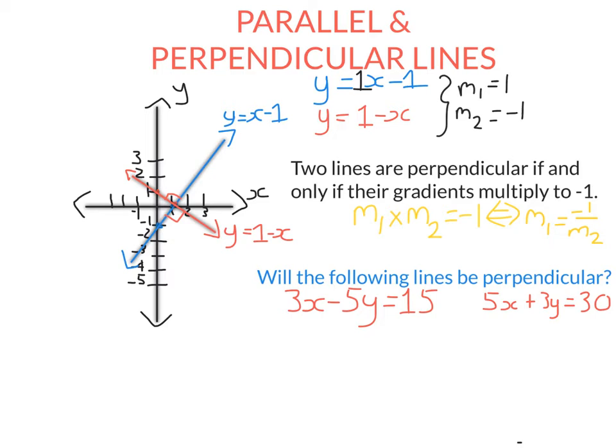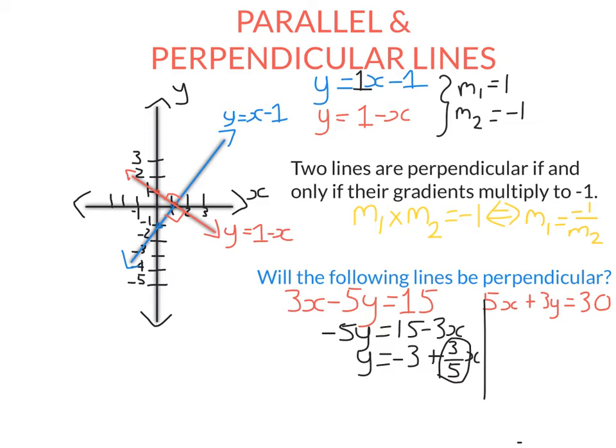So as I said in the previous example, we can't find the gradient just by looking at either of these two lines. It's not in the form y equals, so the number in front of x isn't the gradient. To find the gradient, I need to rearrange each of these so they're in the form y equals. So for the first one, what I'm going to do is subtract 3x from both sides, and then to get y by itself, divide each side by negative 5. So 15 divided by negative 5, and then negative 3 divided by negative 5 gives me a positive. So the gradient of this first line is 3 over 5.